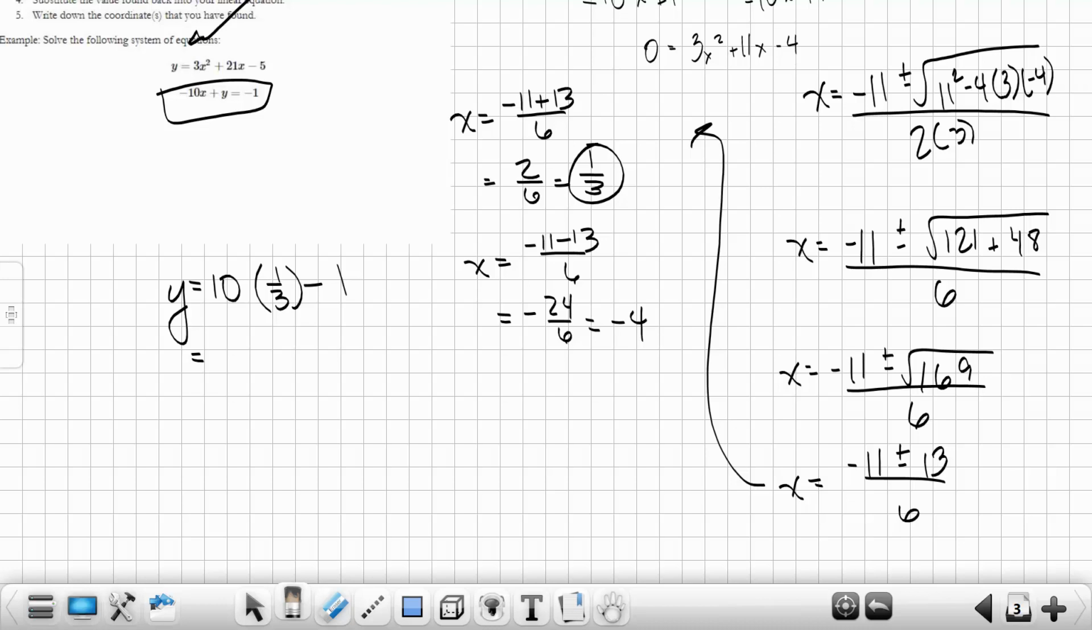I've got to do both. So right here we're going to get 10 thirds minus 3/3, which is 7/3. And then I've got y equals 10 times negative 4 minus 1.